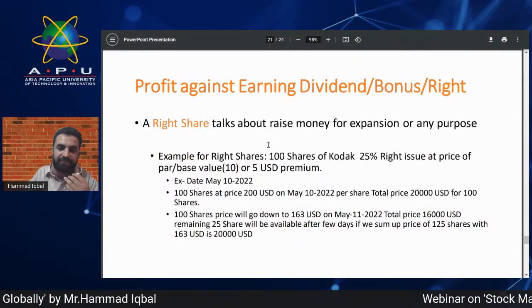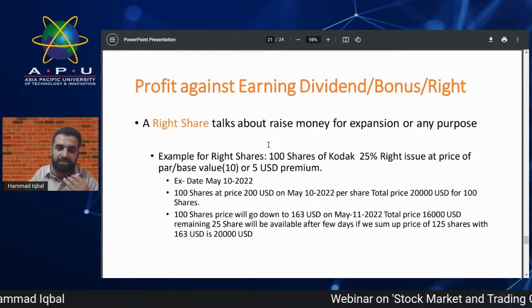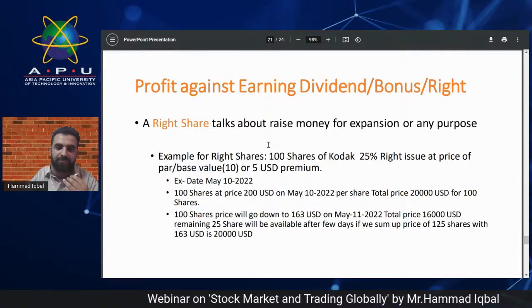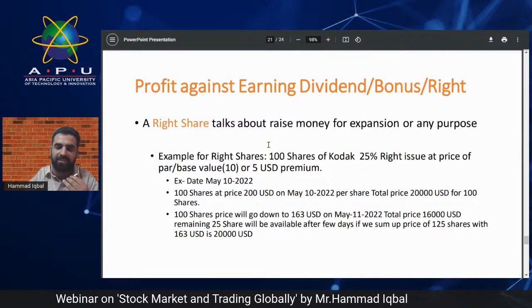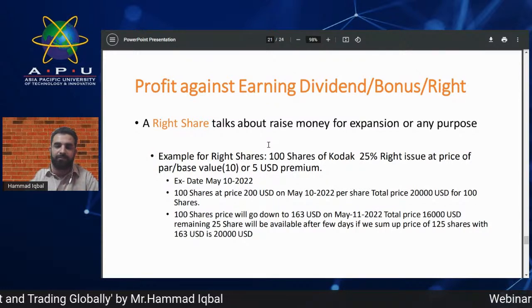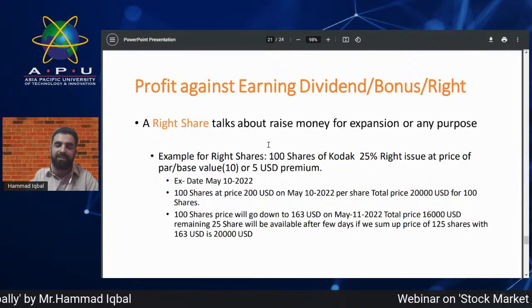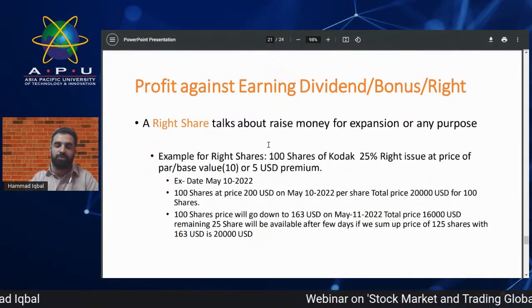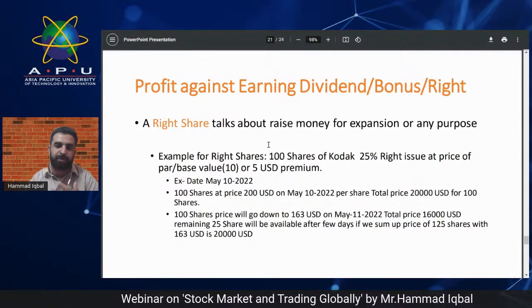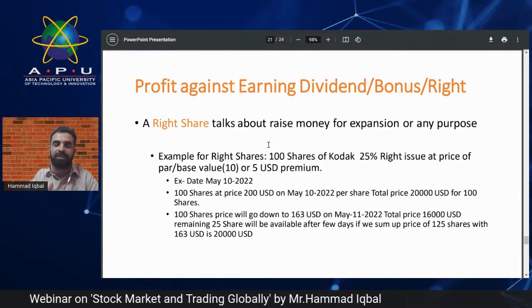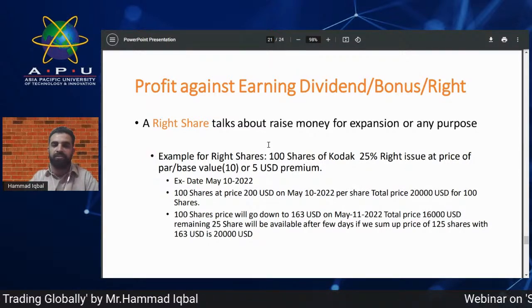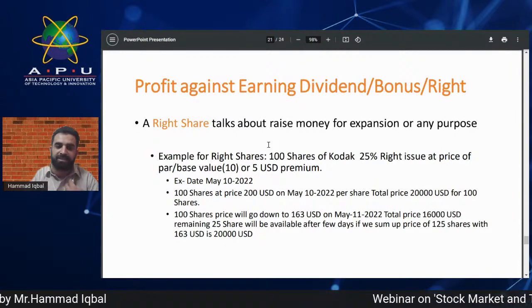Somehow, if my company requires more funds and my share is trading around $11, I think that okay, I can issue more stocks, raising some money from the public rather than from the bank, so I can invest in different projects and expand my company. In that case, it is usually called a right share. Say I issue 25% right share on my 100 shares, with a base value of $10.